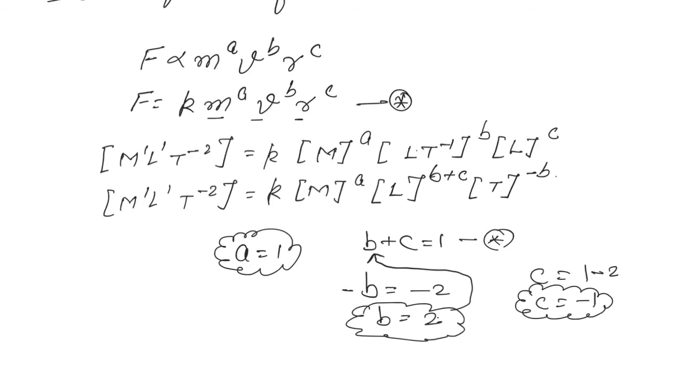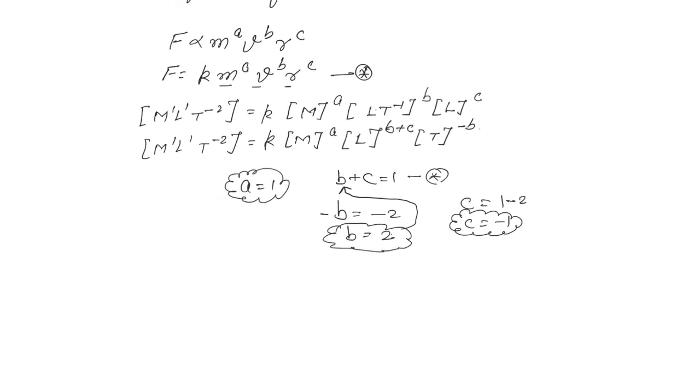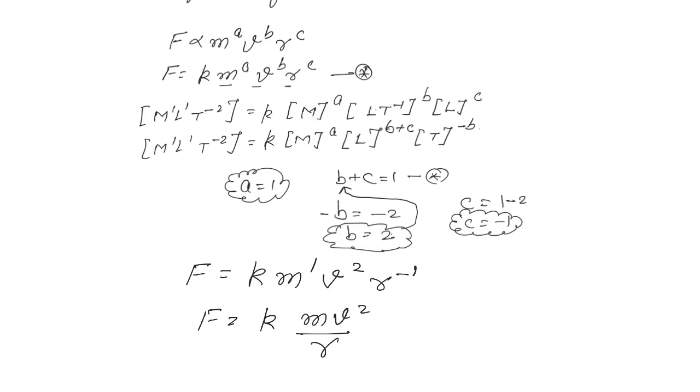Correct class? Now we will put these values. So F equals K M. What is A, class? 1. What is V, class? 2. And what is R raised to power, class? Minus 1. So F equals K M V square upon R. This is the final formula.